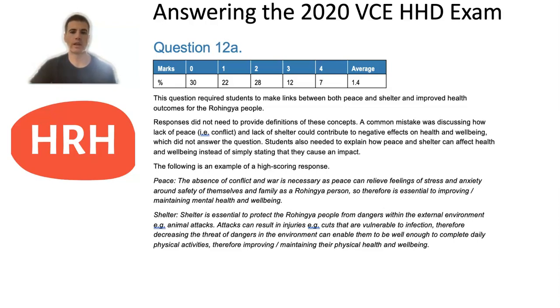You can see they provide an example of a high-scoring response, which mentions that peace is the absence of conflict and war, and that can be necessary to relieve feelings of stress and anxiety around safety, for themselves and the family of Rohingya people, which is essential to improving health and well-being, so mental health and well-being. Shelter is essential to protect Rohingya people from dangers within the external environment, such as, say, animal attacks, which could result in injury. Therefore, if you can decrease the threat of these dangers through shelter, that will allow people to be well enough to complete daily activities and improve and maintain their physical health and well-being. So ensuring that you are focusing on that positive aspect of peace and shelter, promoting or maintaining health and well-being, was important there.